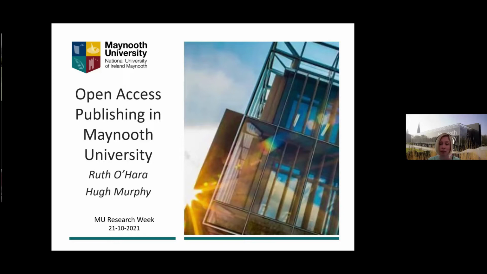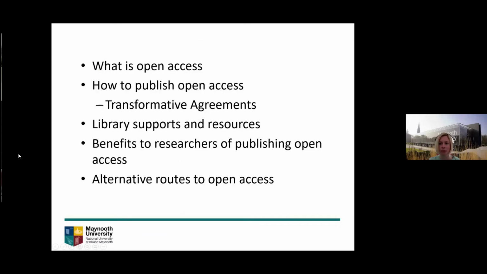And these are across a wide breadth of subject areas, and we'll look at these in more detail in a second. But just to give you a sense of what we want to look at today, we'll look at what open access is and what open access publishing is, but in particular, we want to look at the agreements that are in place with publishers that allow you to publish your research open access in thousands of journals at no cost to yourselves. We look at the library supports and resources that are available to help you in this process. And we want to look at the many benefits that are there to publish your work open access. And finally, Hugh will look at some of the alternative ways of publishing your research open access beyond the kind of publisher funded models.